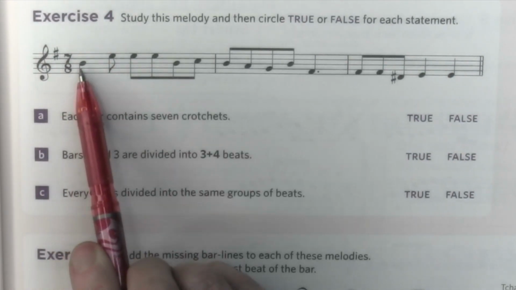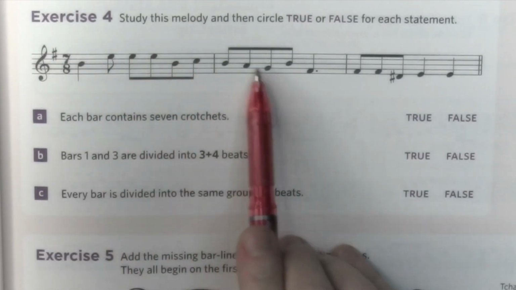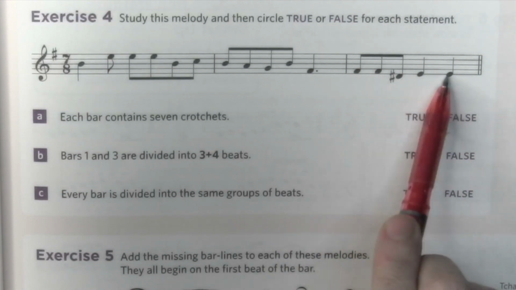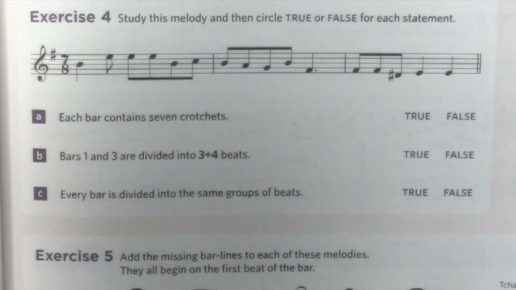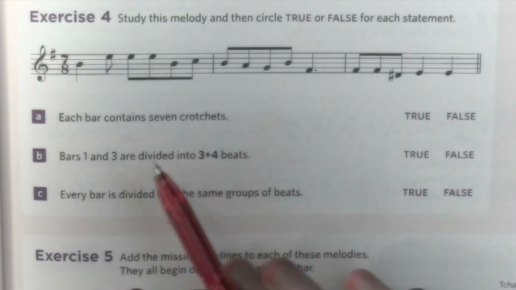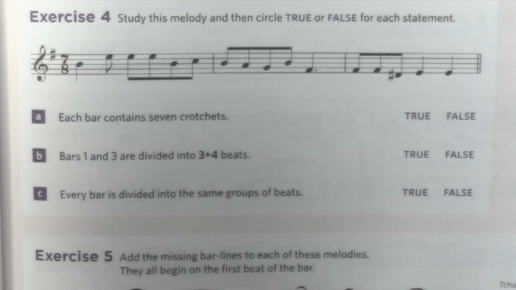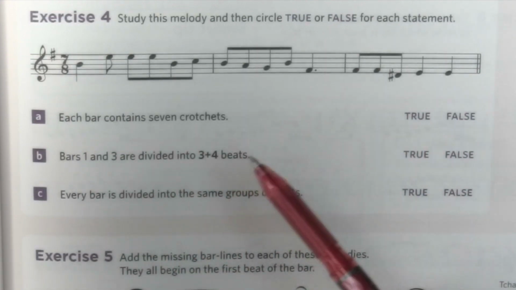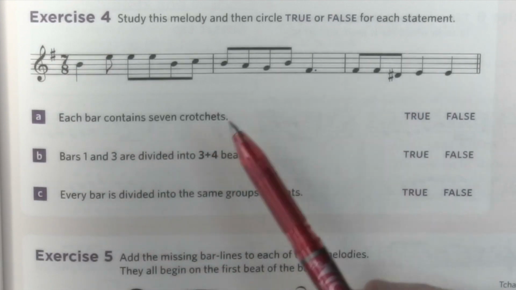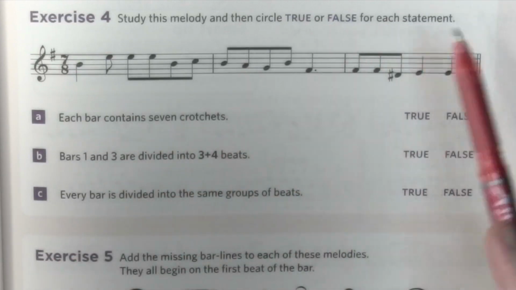So 1, 2, 3, 1, 2, 3, 4. 1, 2, 3, 4, 1, 2, 3, 1, 2, 3, 1, 2, 1, 2. This kind of piece shows us the different ways of combining, grouping the notes. 7 could be 4 plus 3, 3 plus 4, or 2 plus 2 plus 3, or 3 plus 2 plus 2.